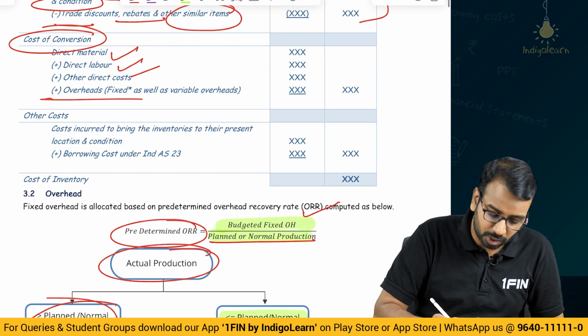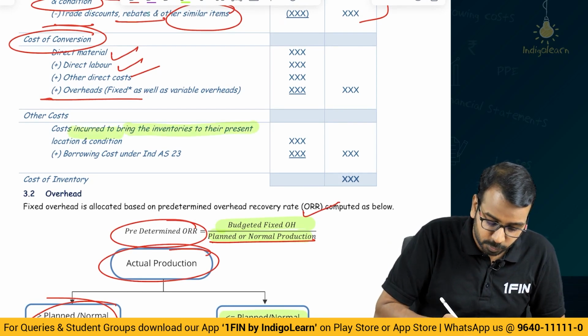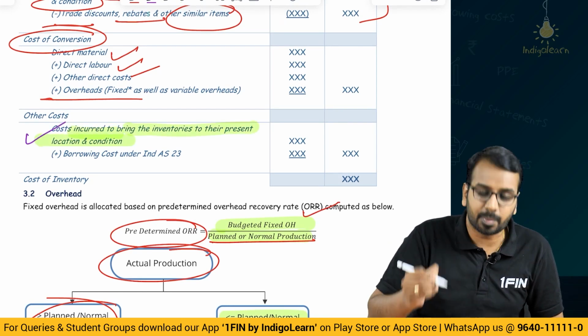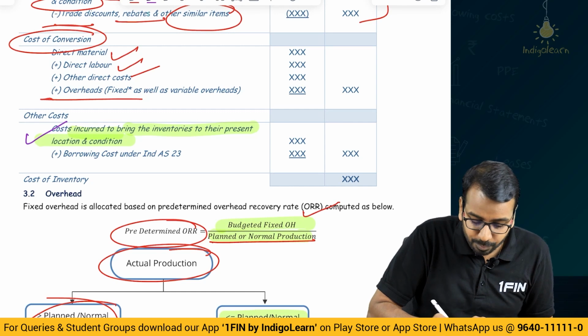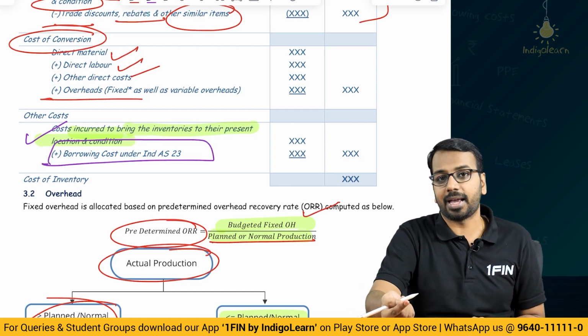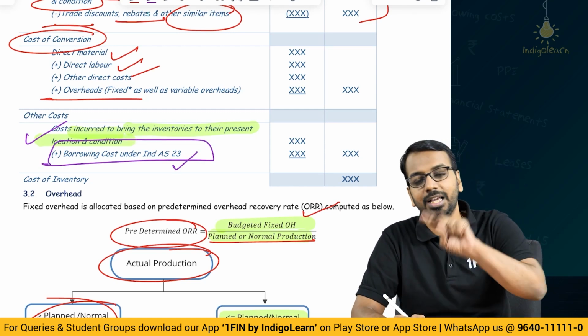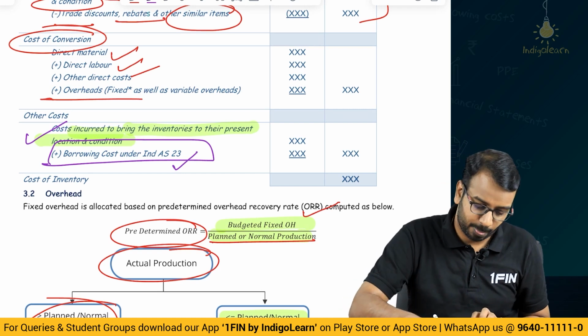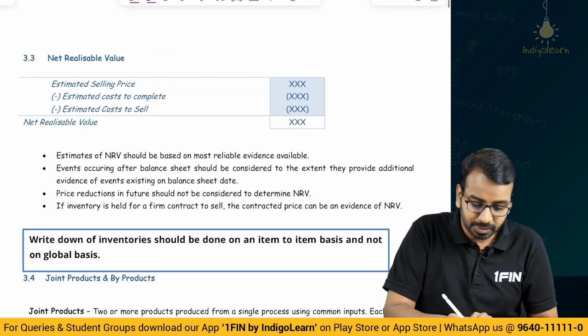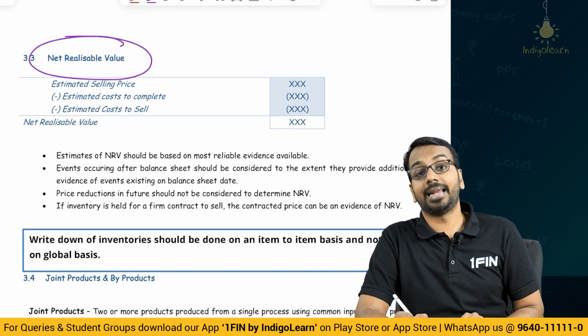Then any other cost which is incurred to bring the inventories to present condition and location will be a part of cost of inventory. And borrowing cost, if it is a qualifying asset, then as per Ind AS 23, we will capitalize the borrowing cost as well. Okay. Then the next thing we need to compute is net realizable value.